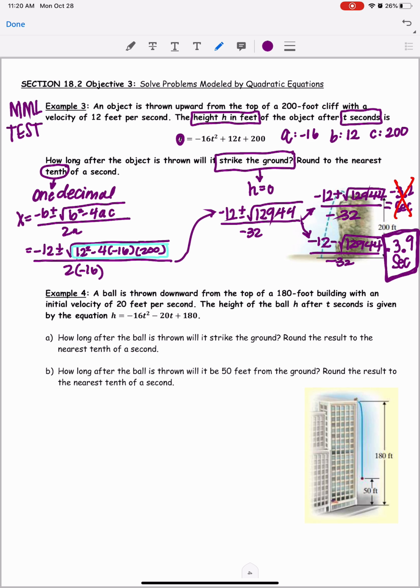Okay, so you're going to have a test question that's like this, and you're going to have one question on MyMathLab that's like this. Now, I'm not doing example 4, but if you want to try this on your own, again, when will something strike the ground? That means your h is 0.